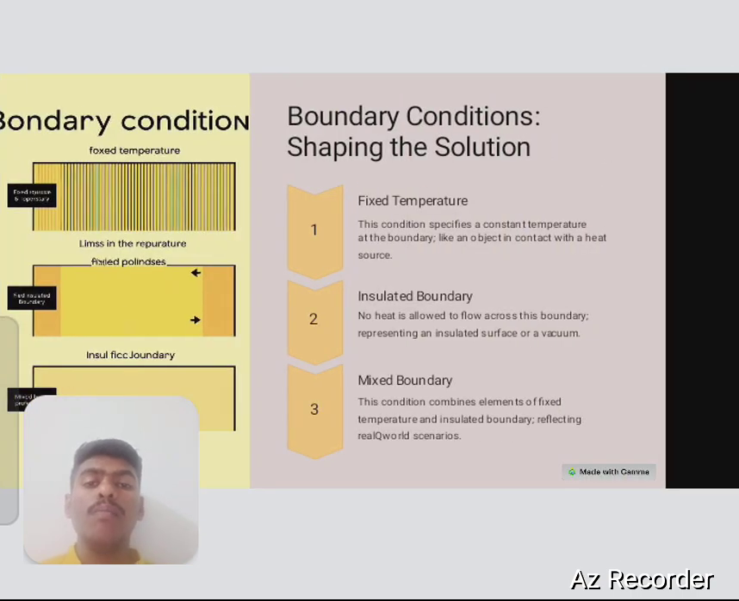Next, we move on to the boundary conditions. There are three boundary conditions. The first one, the fixed temperature. This condition specifies a constant temperature at the boundary, like an object in contact with a heat source. In the insulated boundary, no heat is allowed to flow across the boundary, representing an insulated surface or a vacuum. Mixed boundary: this condition combines the elements of fixed temperature and insulated boundary, reflecting real world scenarios.